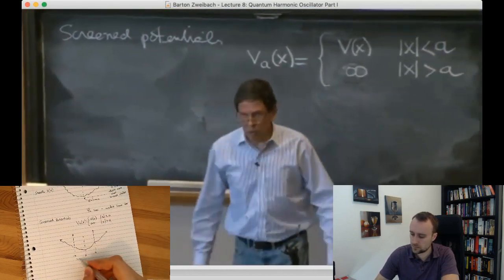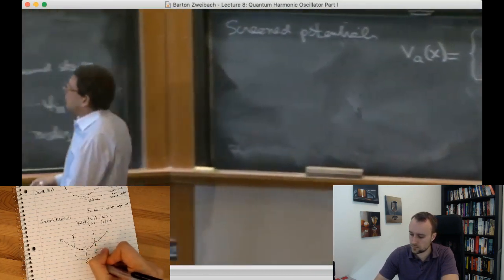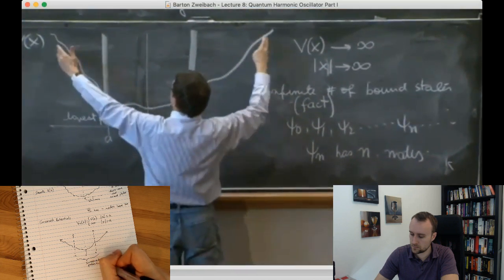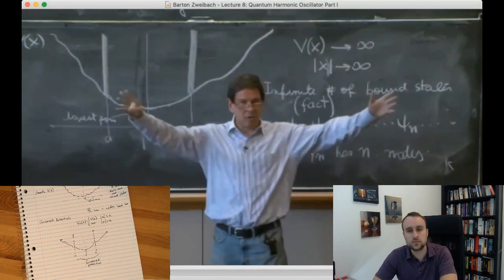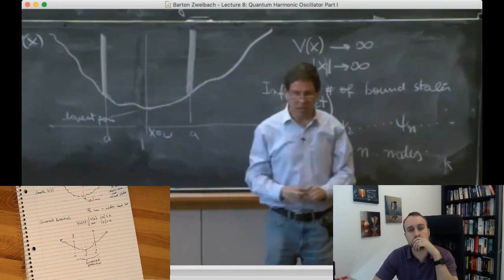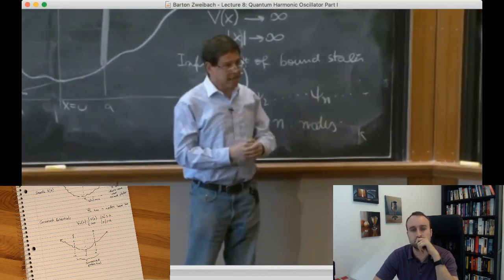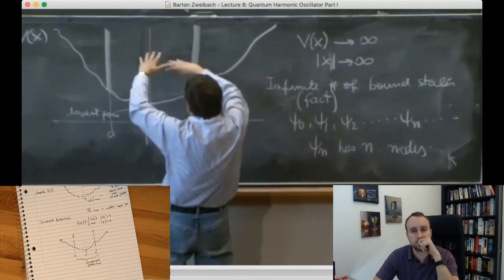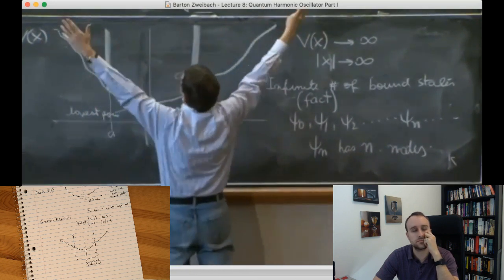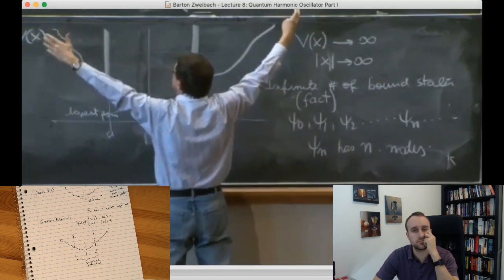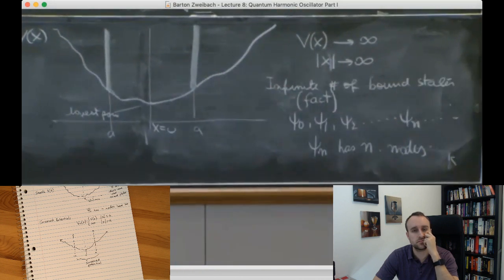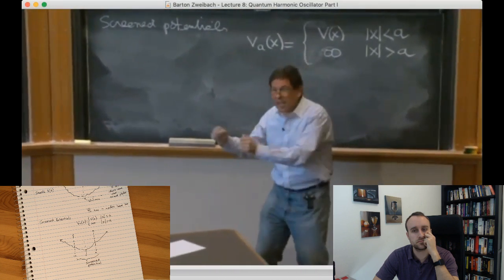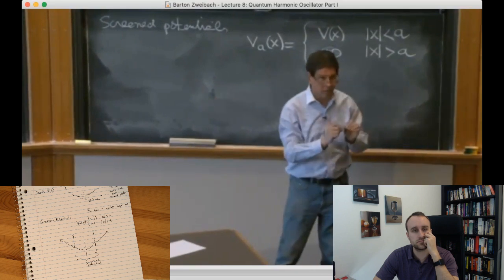So now I'm going to try to argue that you could try to find the bound states of the screened potential, and as you remove the screen, as you let a go to infinity, you will find the bound states of your original potential. It's reasonable that that's true, because as you remove the screen, you're letting more of the potential be exposed, and the wave functions eventually die. So at the time that you're very far away, you affect the wave functions less and less. So that's the argument: we're going to look at the bound states of the screened potentials and see what they tell us about the bound states of the original potential.